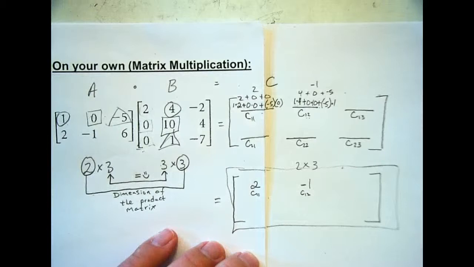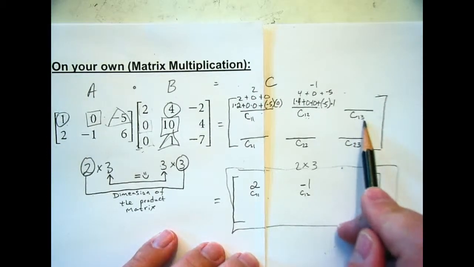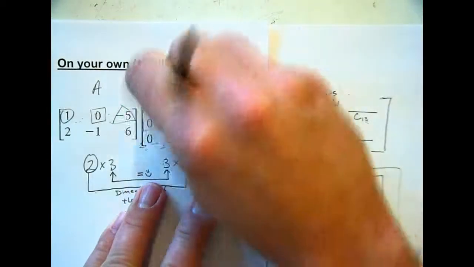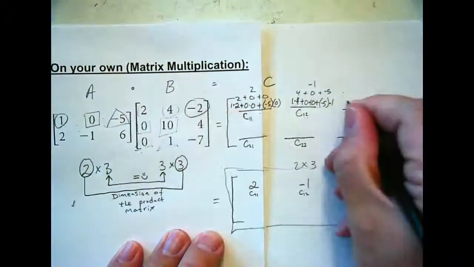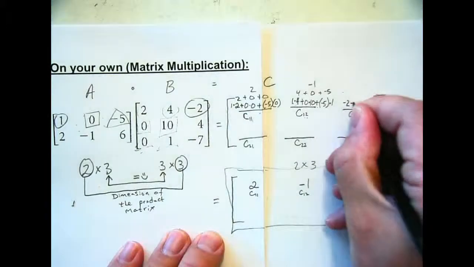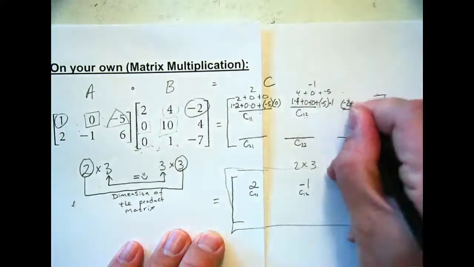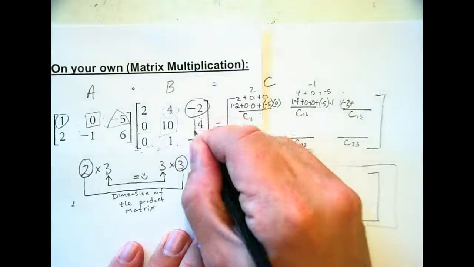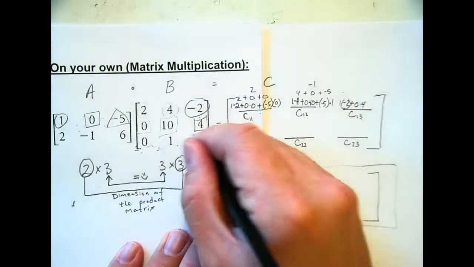Okay, this one I'm doing row 1 by column 3. So once again, same row, different column this time. We now go 1 times -2, or -2, plus 1 times, actually let's put that 1 in there. Okay, 1 times -2 plus 0 times 4, and plus -5 times -7.